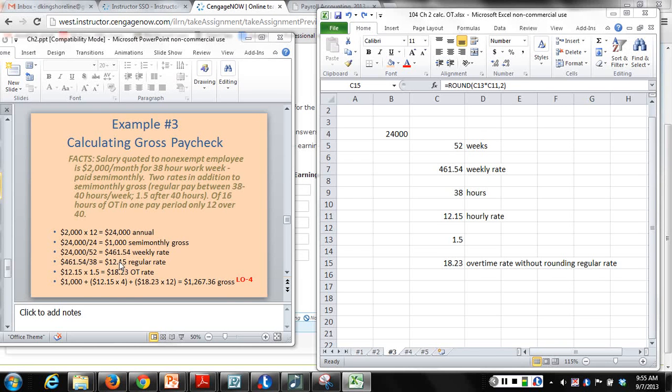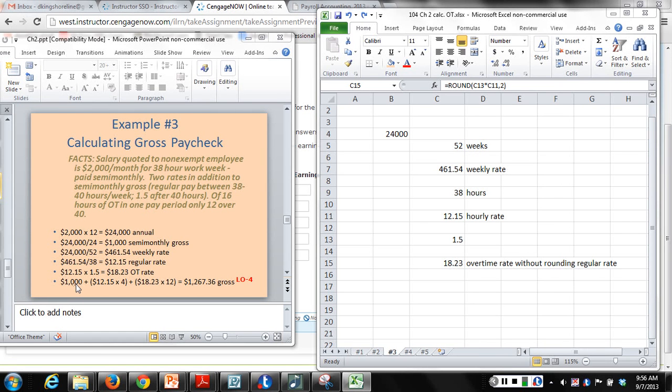We use this rounded number times 1.5 to get the overtime rate. The overtime rate had to be rounded as well to 18.23. So then we can do our total computation. And big picture, what do we have to worry about? We have to worry about the regular pay for the 38-hour week, and so they get $1,000.